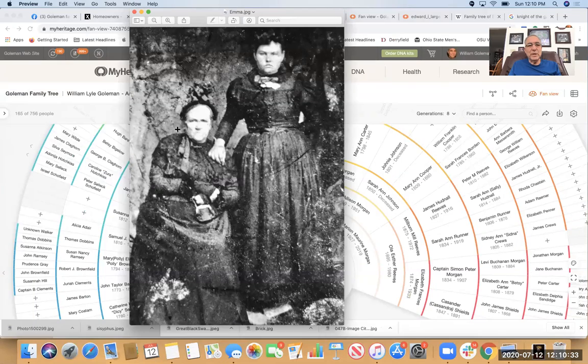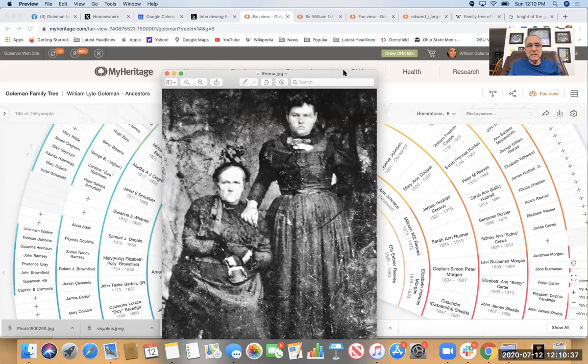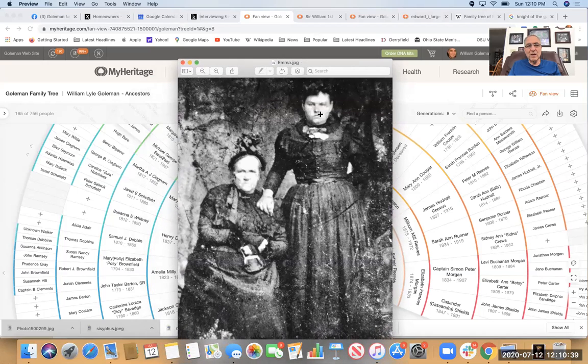This is the oldest picture that I have of the Golemans. And this is the only picture I have of Emma, John Leslie's mother. And this is where this started. So this picture was taken in 1890, and it's interesting for several reasons. My dad had written on the back of it that it was from 1890. And this is Emma standing next to her mother, Mary Jane Schofield.